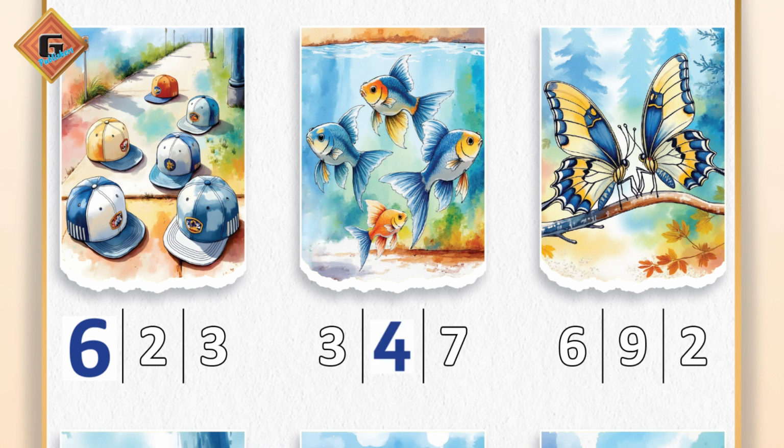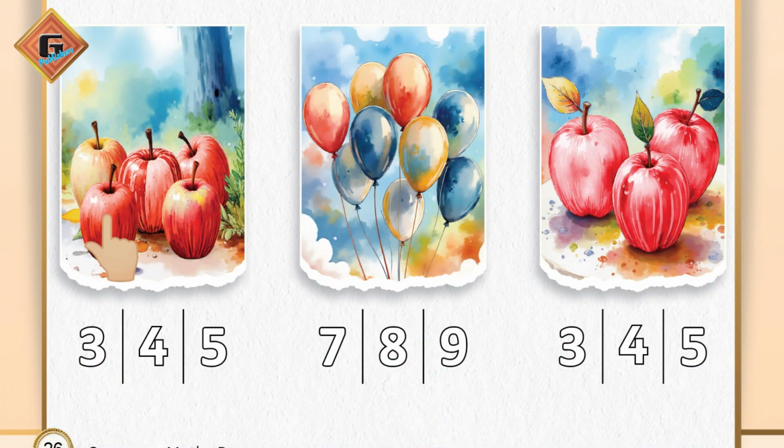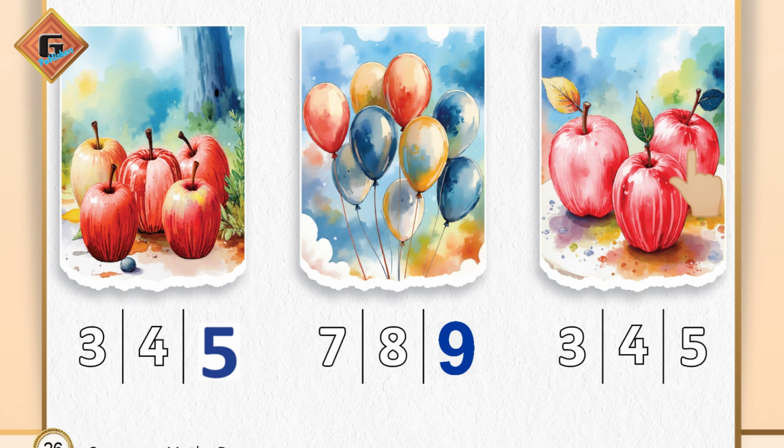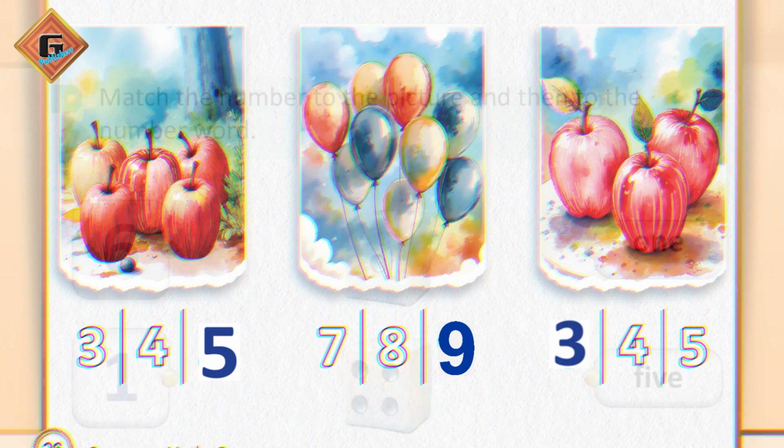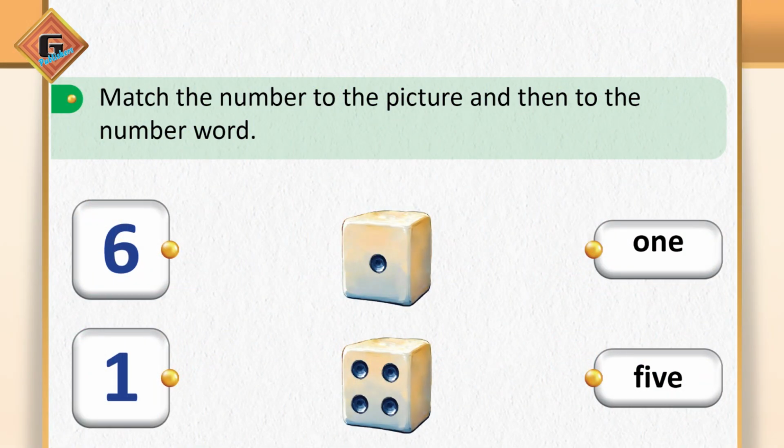Now the next picture, the 2 butterflies. 1, 2. Color it. Next, 1, 2, 3, 4, 5. The 5 apples. Now color the apples. The next picture, 1, 2, 3, 4, 5, 6, 7, 8, 9. The 9 balloons, color it. Next is apples. Count the apples. 1, 2, 3. Color the 3 apples. Now next activity on page number 27.